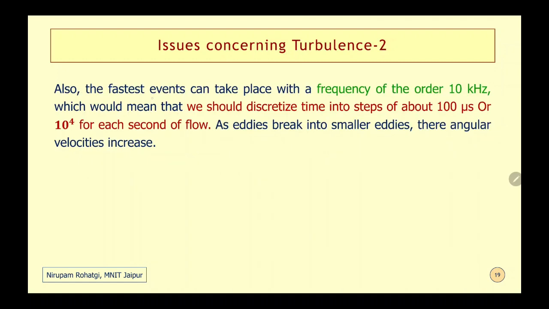Now the fastest events can take place with a frequency of 10 kilohertz. Now those vortices are rotating, right, and with a frequency of 10 kilohertz, which would mean that we should discretize the time step of 100 microseconds or 10 raised to power 4 for each second of flow. Now if you want to pick up a rotation, right, which is repeating itself in 100 microseconds, to understand that you have to go lower than that. Otherwise what will happen? You are going to see the same thing. What is happening within those 100 microseconds you don't know.